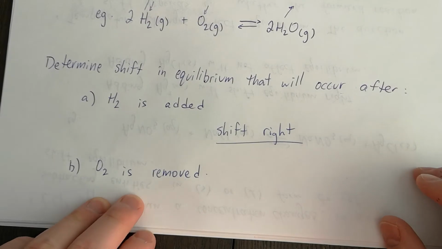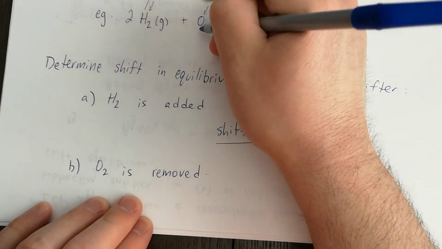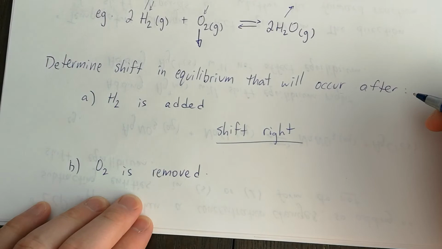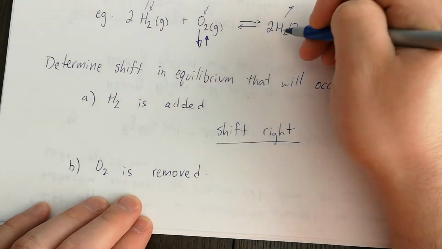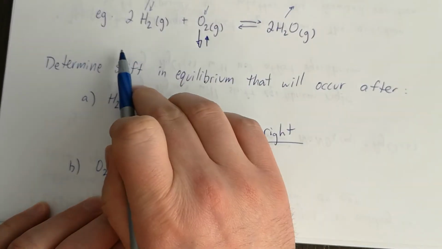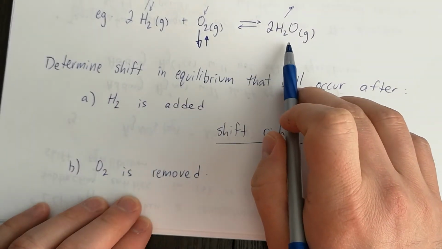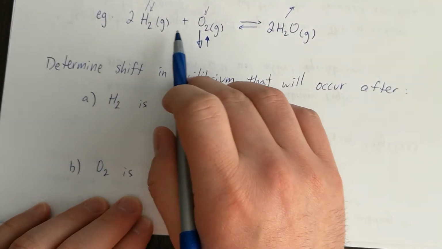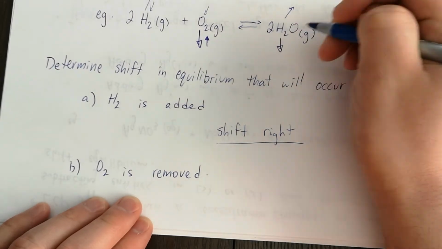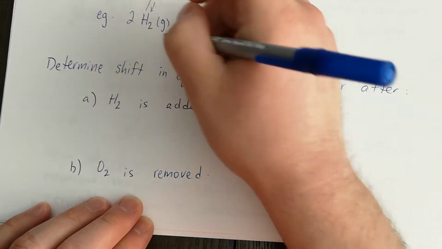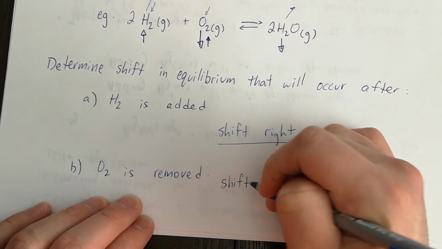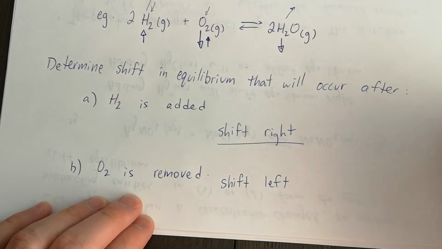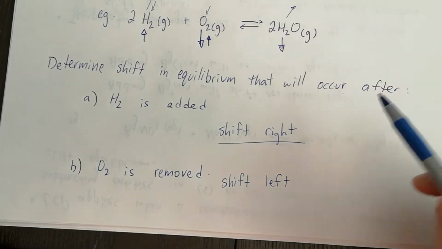What happens if we remove oxygen? Our initial change is that we take some of the oxygen out of the system. The system notices that and wants to replace some of it. The only way it can replace some of it is by having the reverse reaction occur. Water is going to have to go back into hydrogen and oxygen, so its concentration will go down. If oxygen's brought up, hydrogen's got to be brought up too. That's a shift toward the reactants, a shift left.